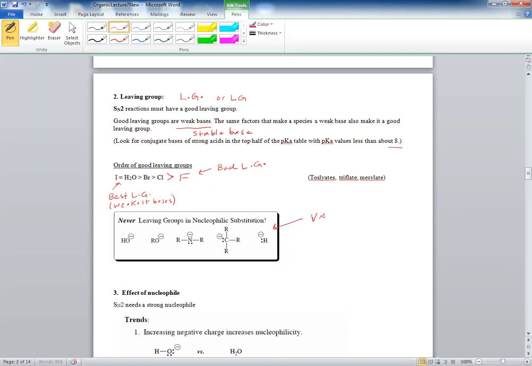Very bad leaving groups. Hydroxide, alkoxide, and amide, carbanion, hydride. Again, their pKas are very high. So their pKas are about 15. This is about 15, this is 35, this is around 50, and this is around 35. So they're very bad, but they do have exceptions. However, that may be visited in organic 2. So again, you need these good leaving groups. You need water as a leaving group, not OH as a leaving group, Br, and Cl.